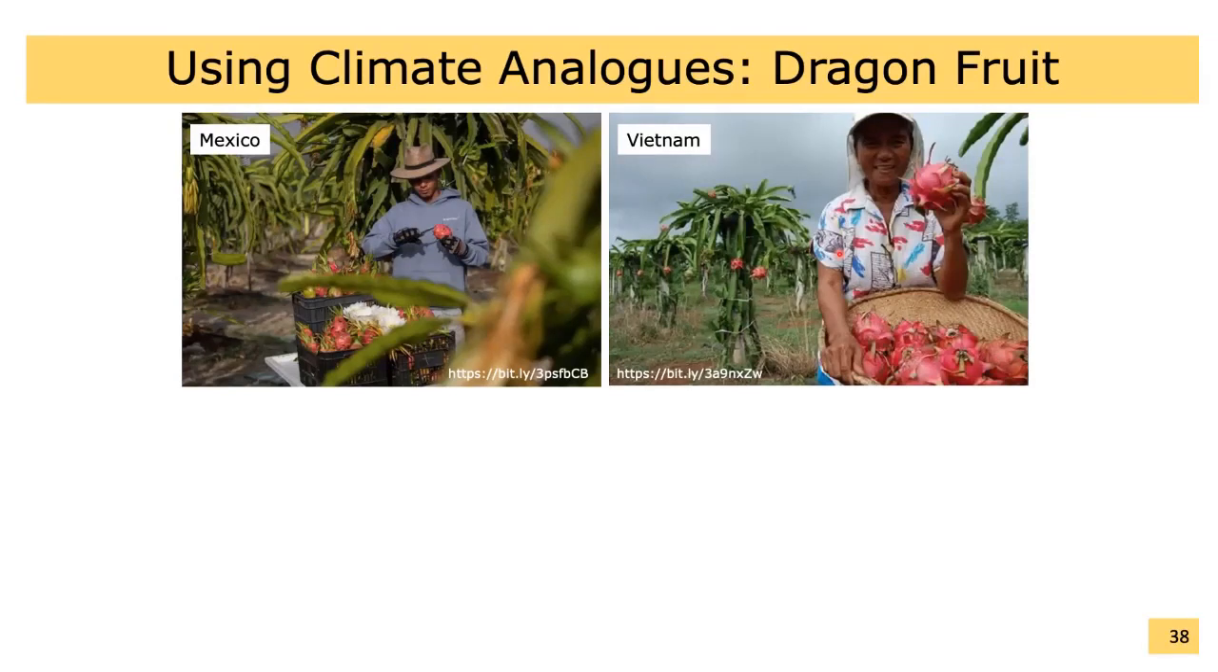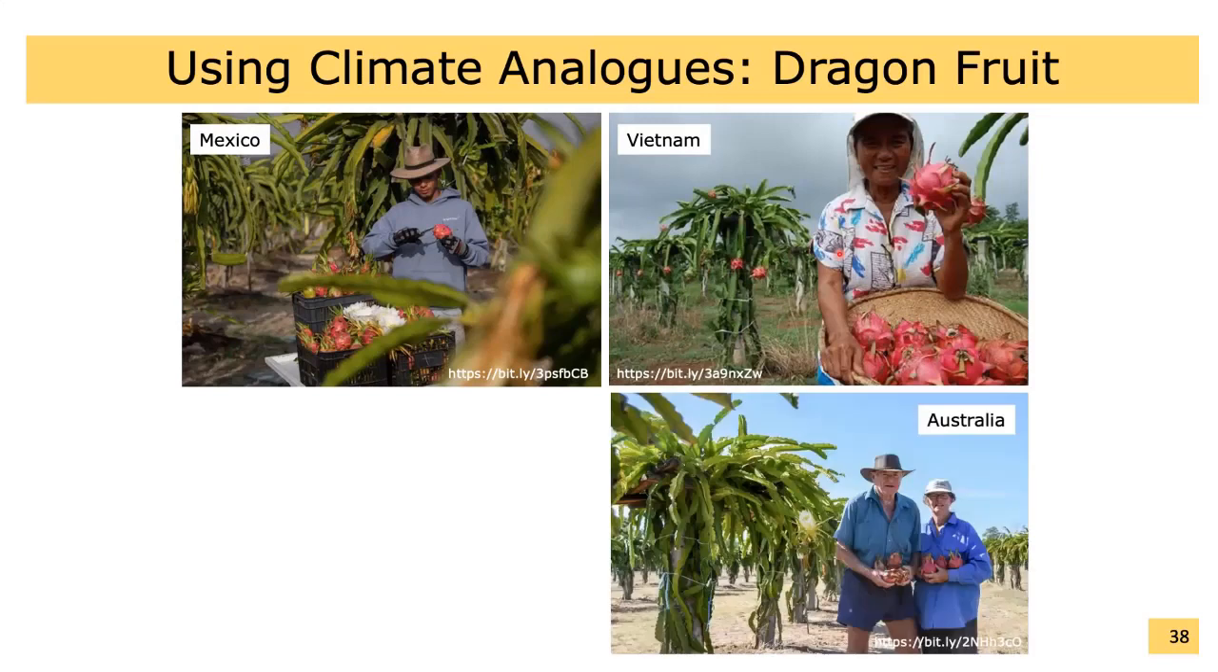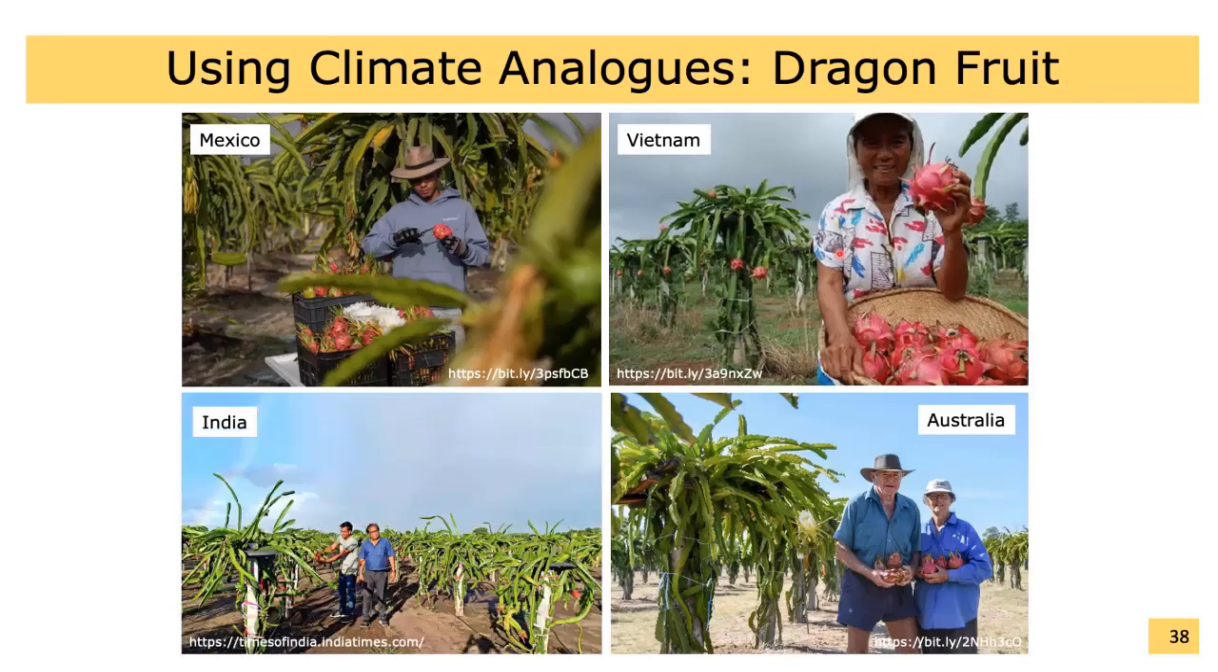Growers in Queensland and Northern Territory in Australia have also recognized this climate analog and have been successful in growing dragon fruit in these regions. More recently, the growers in Western and Southern India have started cultivating it as well.